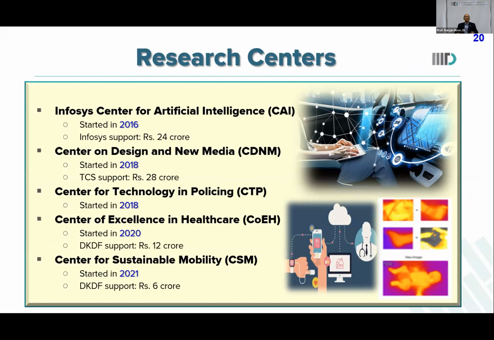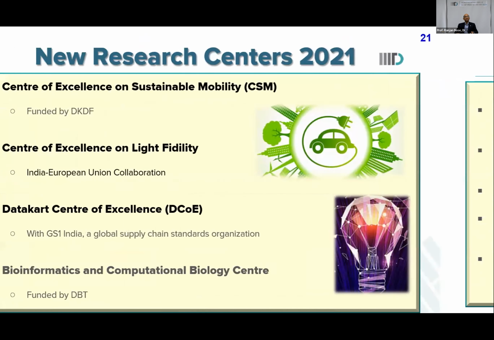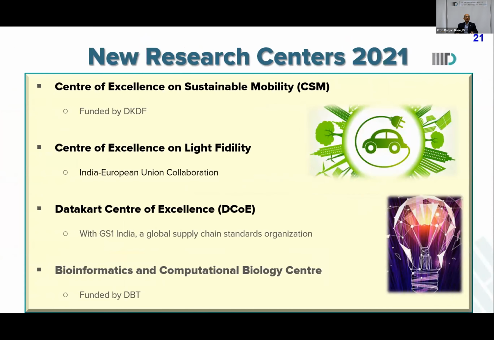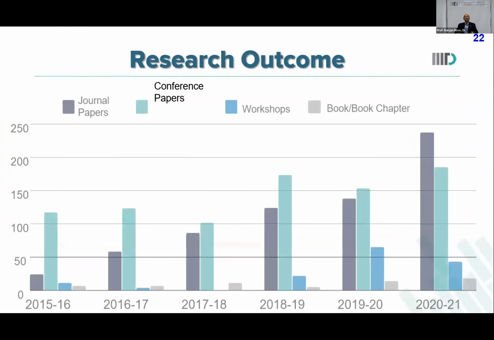Then we have some very interesting ones, right from the Center of Excellence in Healthcare to the Center for Sustainable Mobility, which you will see is making some on-the-ground impact in the NCR. Some of the research centers that we started off last year include the Center for Sustainable Mobility, one on life fidelity, a Data Card Center of Excellence, plus a Biometric and Computational Biology Center funded by DBT. So we are growing the footprint of research within the institute.